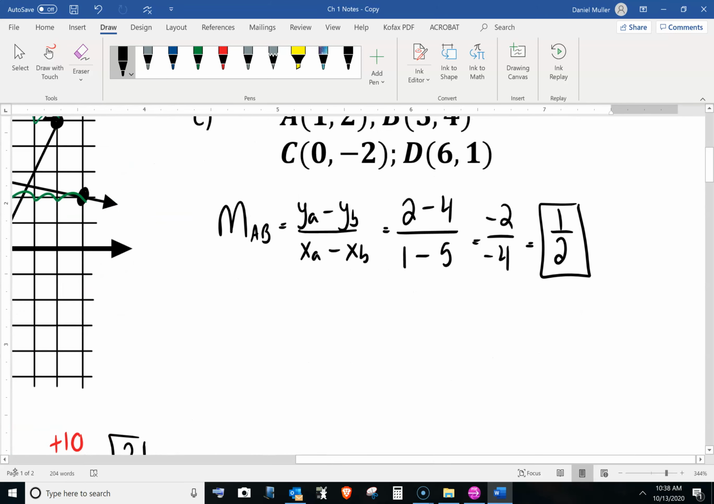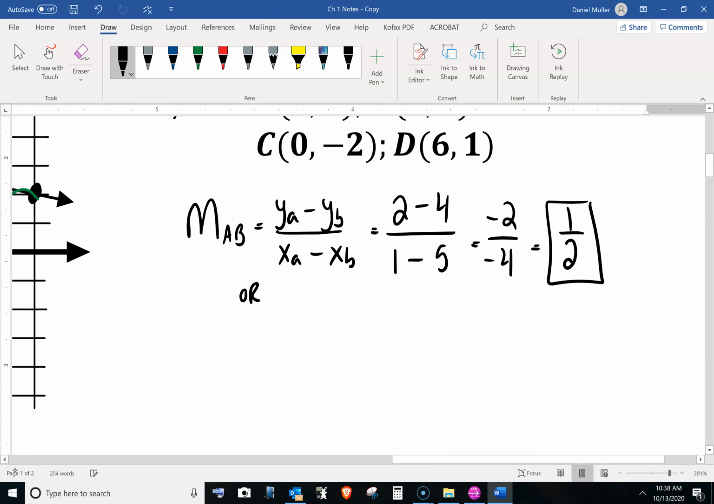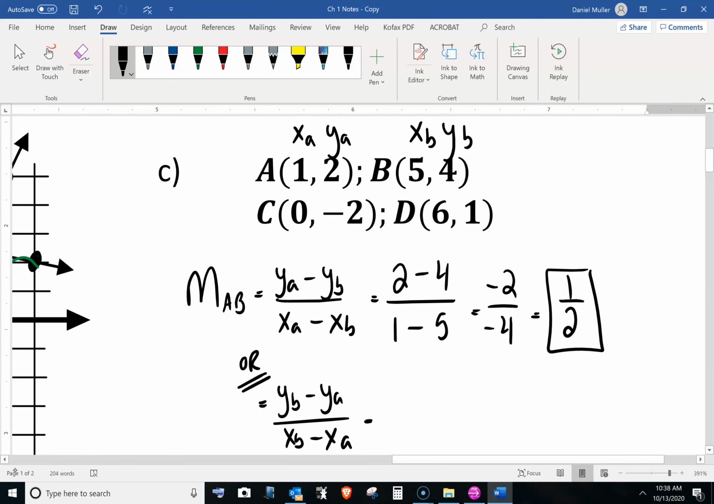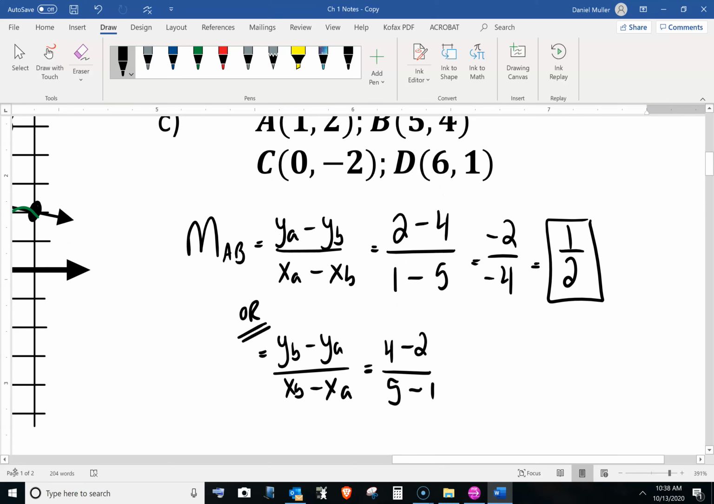Now, just for the sake of this, let's try the other formula, YB minus YA over XB minus XA. So all I've done is switch it around. Let's take a look. YB is 4 minus YA is 2 over XB is 5 minus XA is 1. Just notice that the numbers are completely flipped around: 5 minus 1, 1 minus 5; 4 minus 2, 2 minus 4.